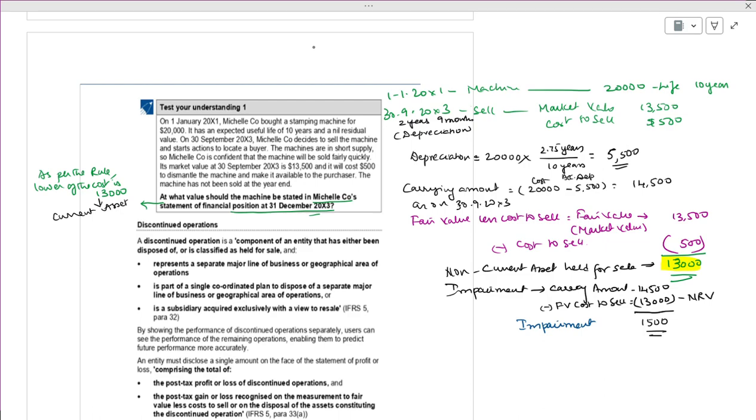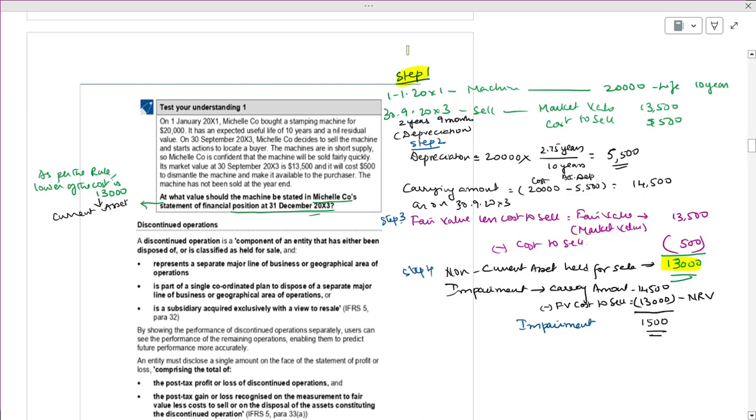Is it clear to you? First question, understand the way it is done. They have said that the cost of the asset is 20,000, and it has been used for 2 years 9 months. We have to calculate depreciation. I will write this: step 1, step 2, step 3, step 4.